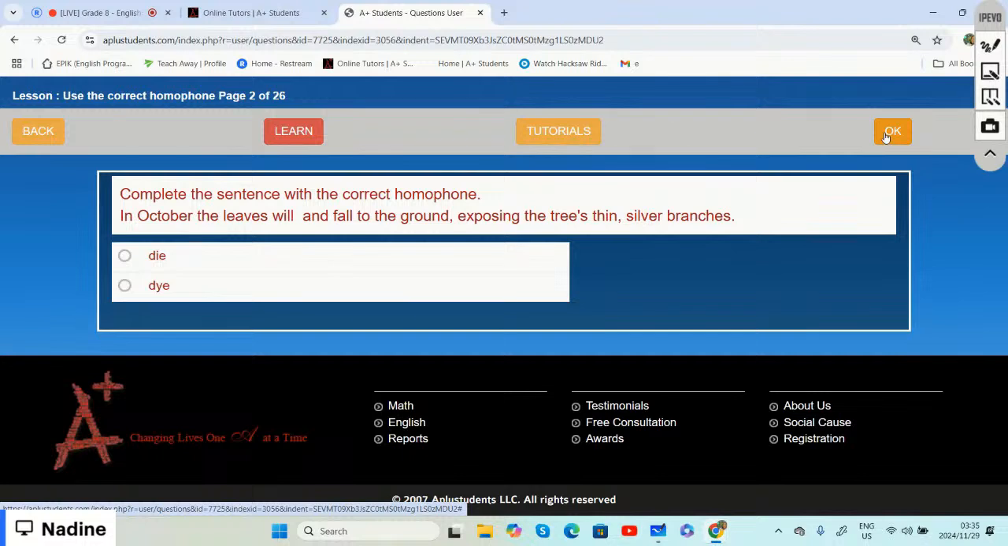The next one says, in October, the leaves will die and fall to the ground, exposing the tree's thin silver branches. So, die, is it the first option, D-I-E, or is it option two, D-Y-E? Which one is correct?